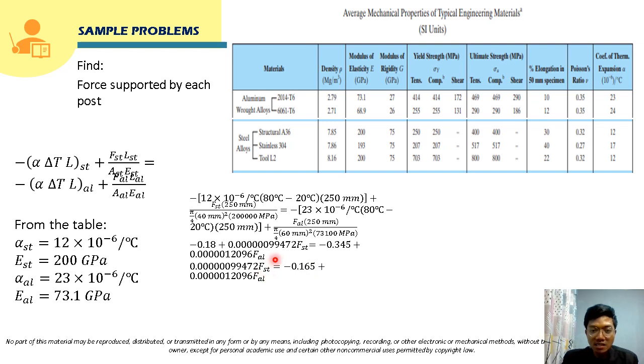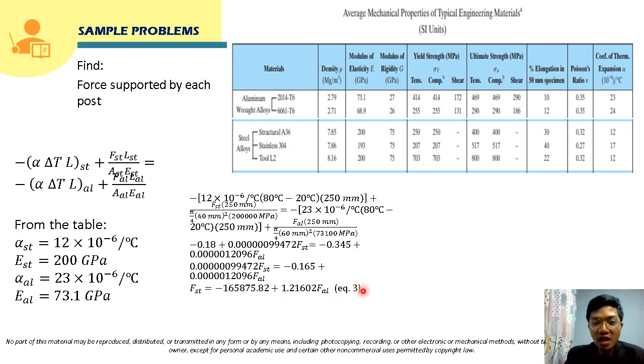Okay, so class, we are going to solve for FST here in terms of FAL. So we will divide both sides by the coefficient of FST. The result here will be FST equal to negative 165,875.82 plus 1.21602 FAL. So we can now use this equation and the equation from equilibrium that we generated. Since there are two unknowns, we have two equations here to solve those two unknowns.